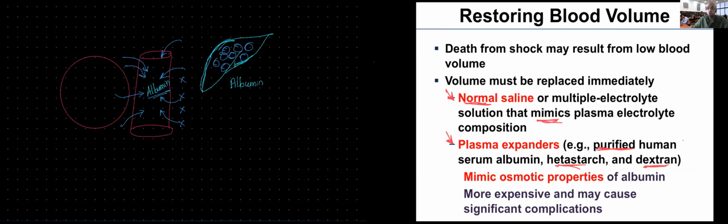Hetastarch and dextran, those are sugars that will mimic the osmotic properties of the albumin. But the problem with the hetastarch and dextran, they are more expensive and they might cause more complications than using just albumin. So why do you even consider them? What do you think? If albumin is much better, has less complications, less expensive, so why would you put hetastarch and dextran as choices here?